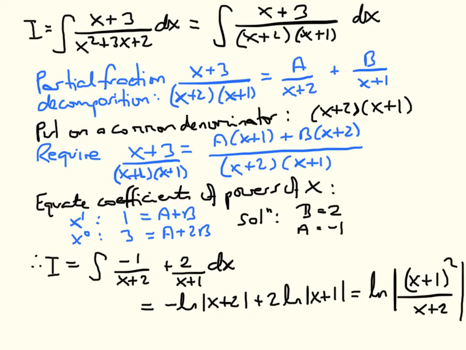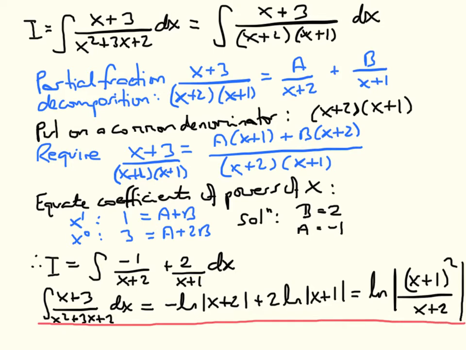And this is our initial integral, the integral of x plus 3 over x squared plus 3x plus 2 integrated with respect to x. And that is our final result, written either in this way or in this way. And the result is of course valid up to an overall integration constant. So with that I'll move on to the next slide and the second integral.